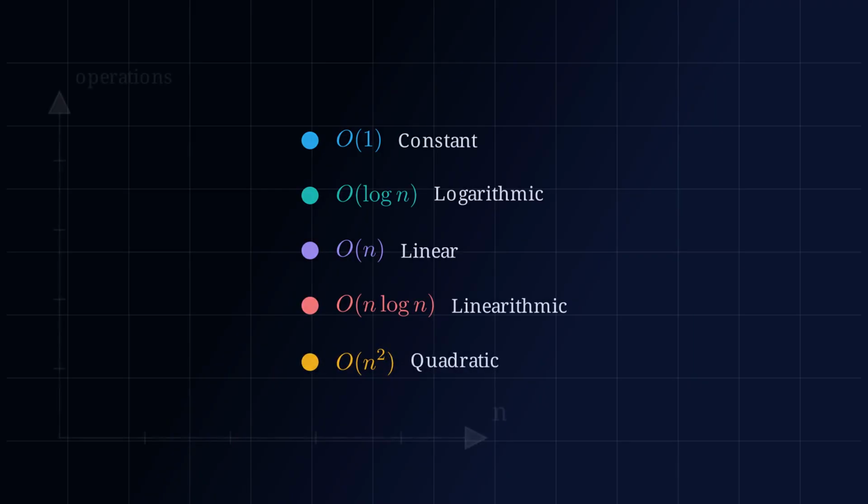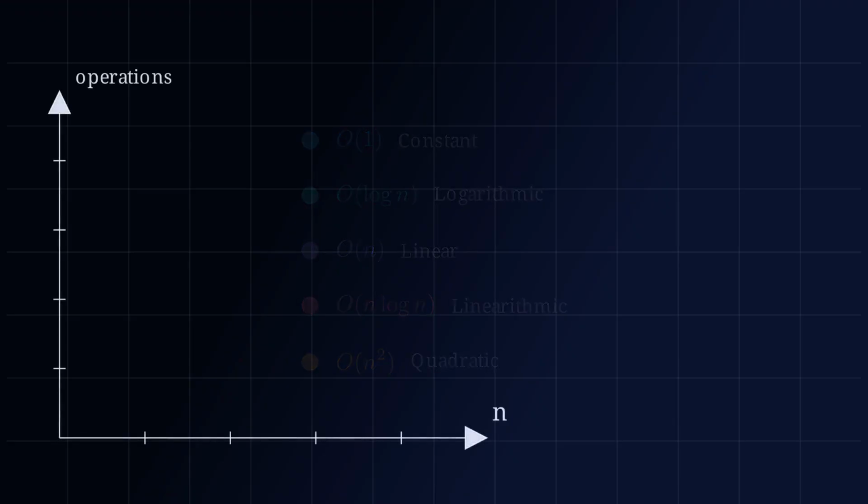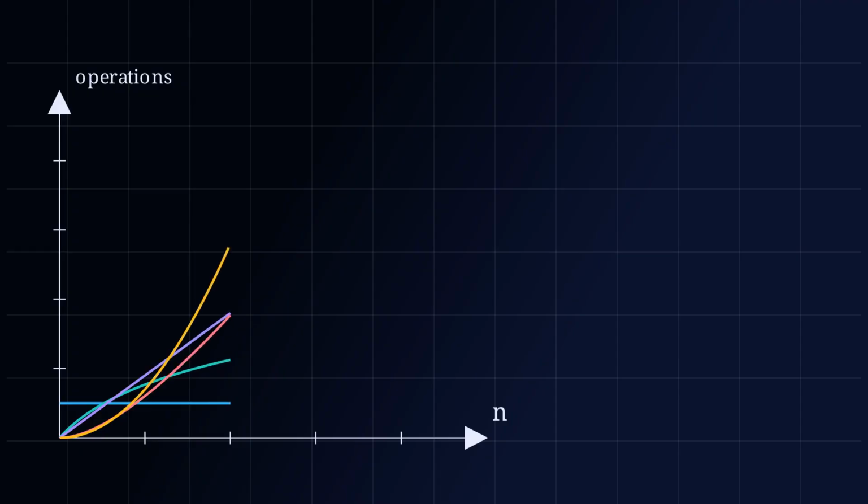Here's how we'll race them. We start n small, and we watch how far along the track each runner has to travel, which represents how many operations they perform. When n is tiny, they barely separate at all. Now watch what happens as I slide n upward. The runners start to fan out.